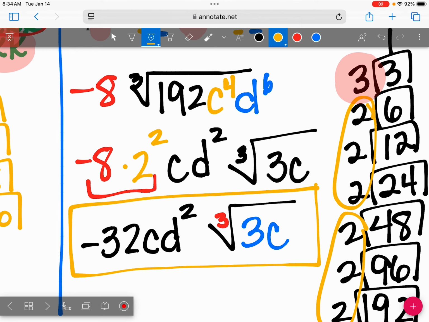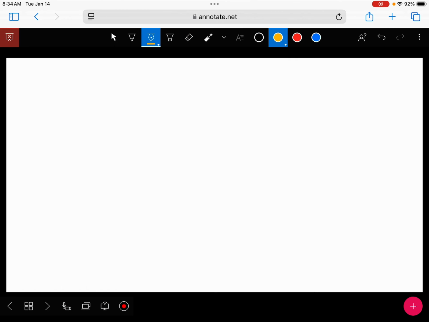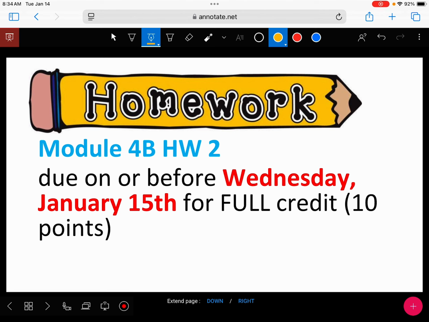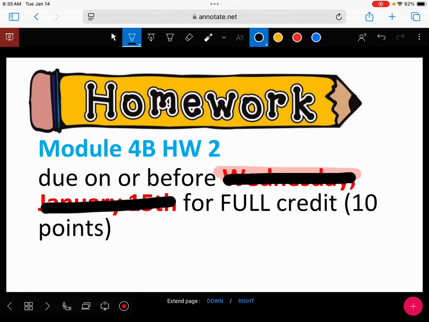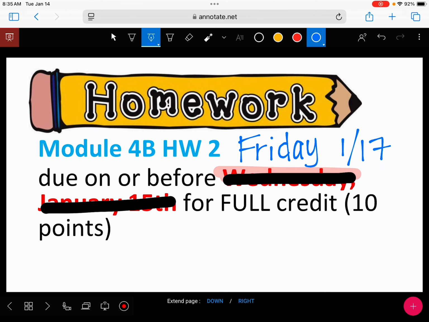All right, so can everyone take out homework 2? If you were absent yesterday, homework can be found in the Monday folder. A couple of announcements about this homework. It's actually due, let me change the due date. It's due on Friday. So can you write on your homework that it is due Friday? And that would be 1/17.